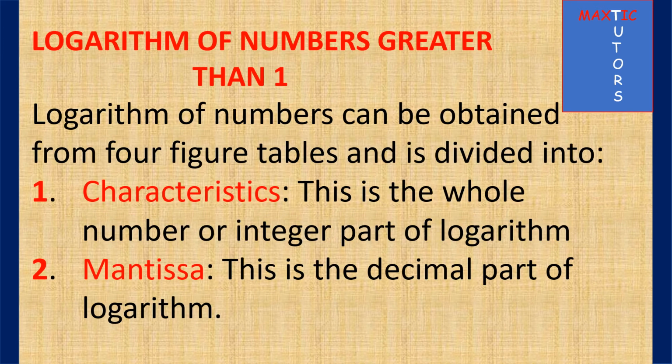Let's continue. So let's now look at logarithm of numbers greater than 1. What do you understand by logarithm? Logarithms of numbers can be obtained from four-figure tables, which is the same thing as what? Logarithm tables. And logarithm is divided into 2, characteristics and mantissa. The whole number or the integer part, the one that comes before the decimal, is the characteristics. And the one that is after the decimal is called the mantissa. The decimal part is called the mantissa. So logarithm is divided into the characteristics and the mantissa.